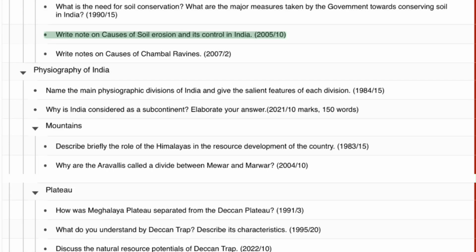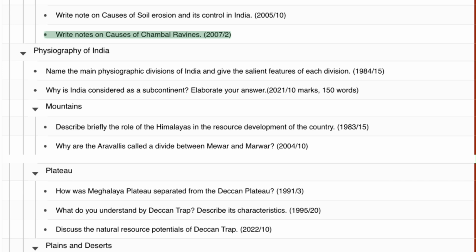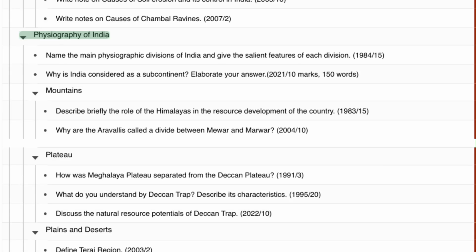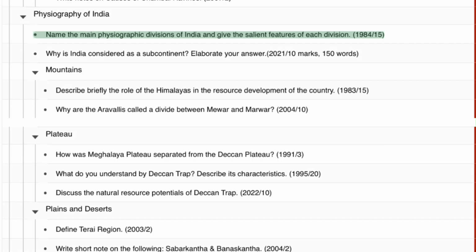1990, 15 marks. Write a note on causes of soil erosion and its control in India. 2005, 10 marks. Write notes on causes of Chambal ravines. 2007, 15 marks. Physiography of India. Name the main physiographic divisions of India and give the salient features of each division.